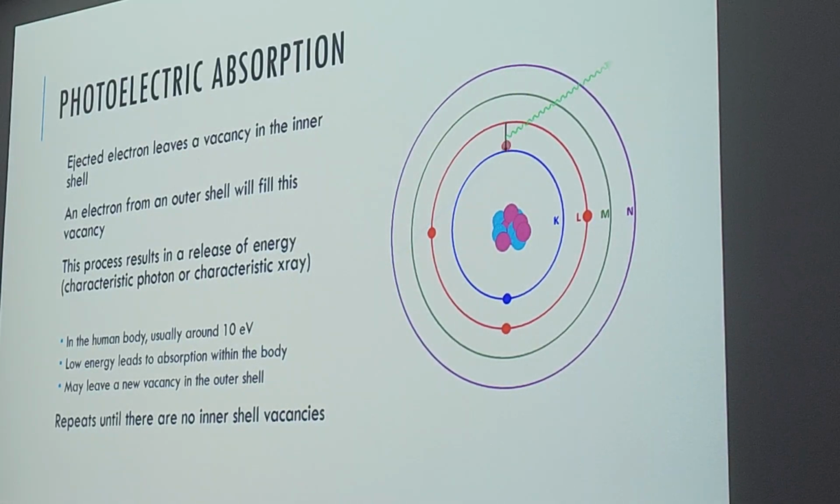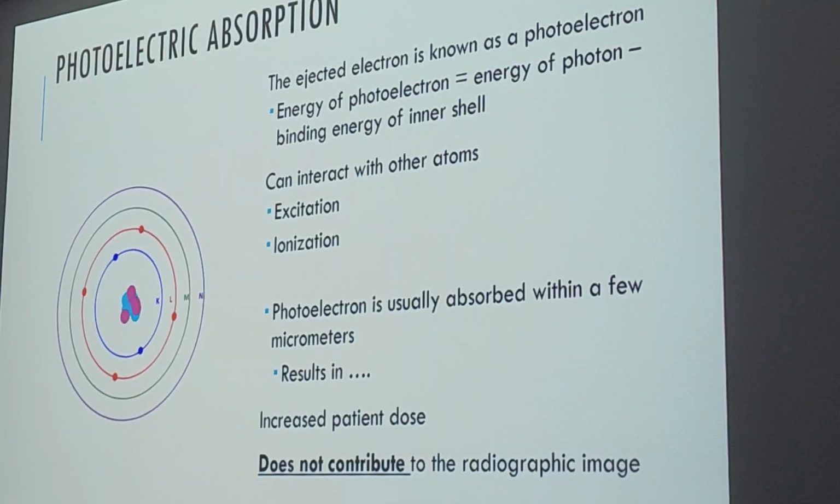So the way I remember is photoelectric absorption has eyes, so inner shell. Whatever helps you out. So yes, the ejected electron is known as a photoelectron. And the energy of this photoelectron is the energy of the initial photon that came in minus the binding energy of the shell from which it was ejected. This electron can interact with other atoms either by excitation or ionization.